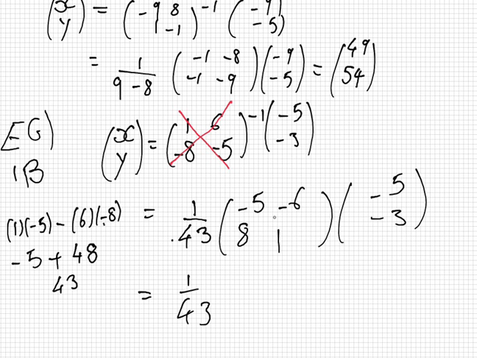Okay. So now time to multiply. So that would be 25 plus 18. Nice. And then here, minus 43. That's great. So 43 multiply 1 over 43. Minus 43 multiply 1 over 43. So there's the x and the y. X is 1, y is minus 1.